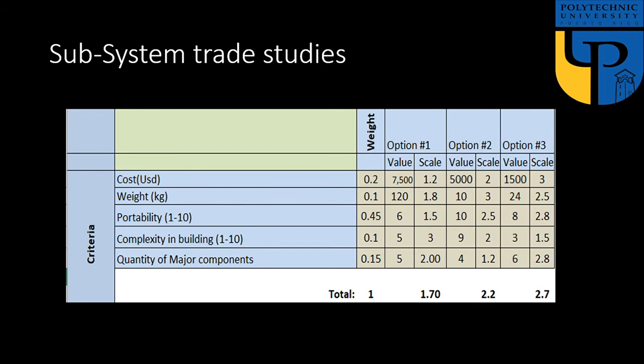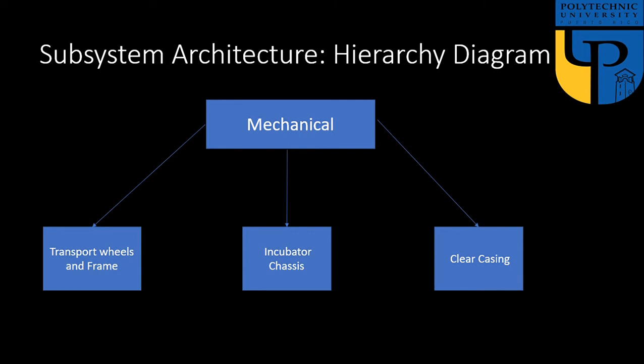And so here you have my subsystem architecture and the hierarchy diagram. As you can see, my subsystem is mechanical, as I said before, and what I'm basically going to be covering is the transport wheels and the frame, which includes everything that goes under the incubator, designing wheels and a frame that can sustain different add-ons for the incubator, including oxygen tanks, and every other piece of hardware that you may need to help the patient.